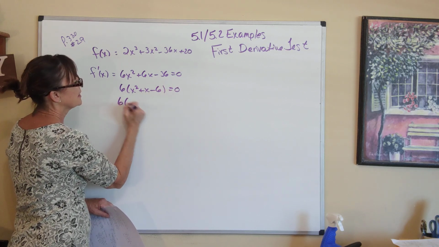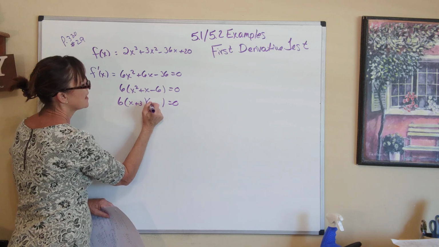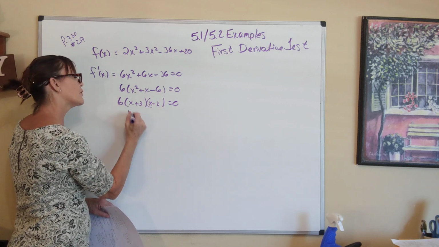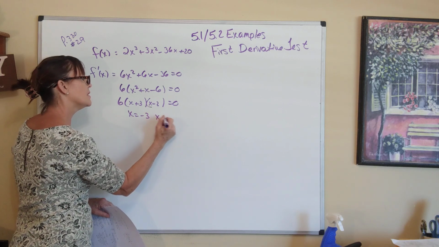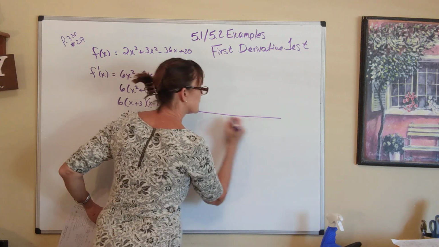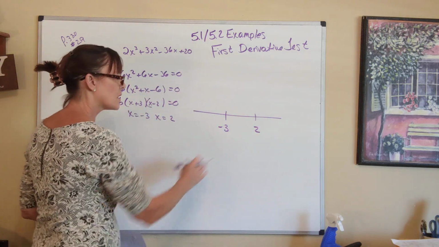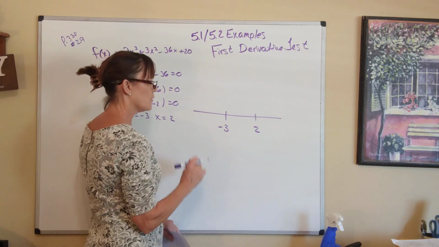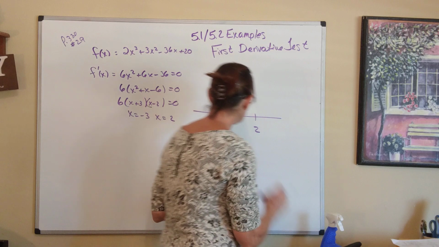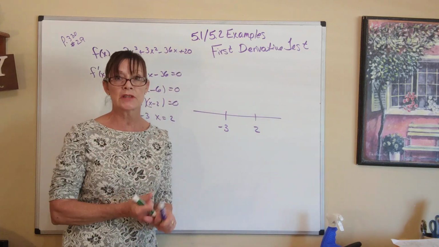This will factor pretty easily. X plus 3, x minus 2. Let's see, x squared plus x minus 6. So our critical values are negative 3 and 2. So we must test these right here. These are our critical values, and what we're going to do is pick a value in each region to decide whether our function itself is increasing or decreasing.